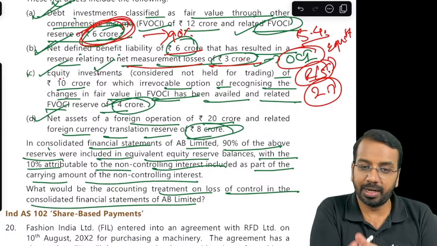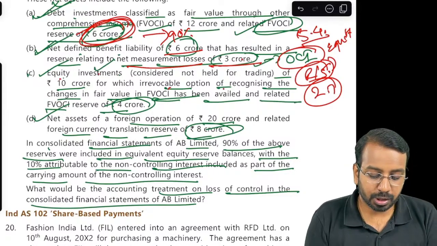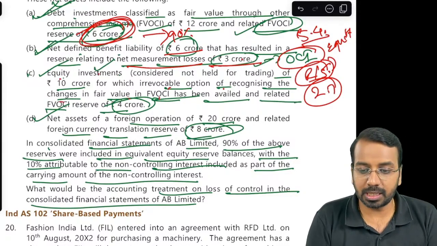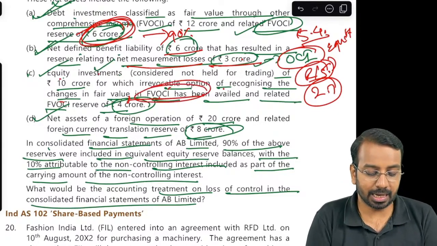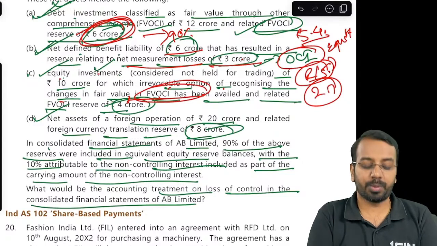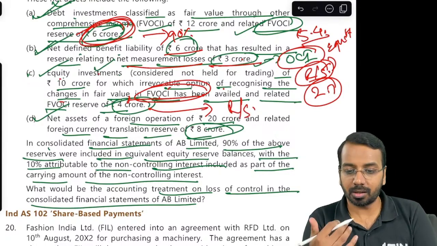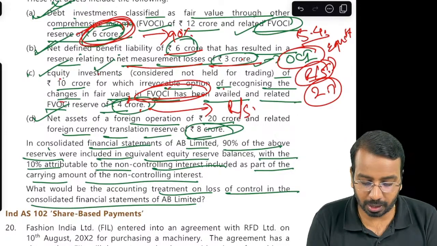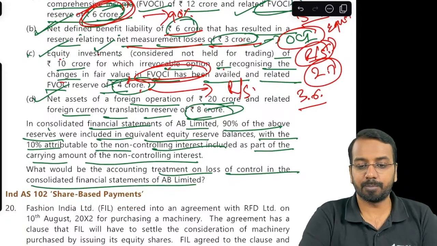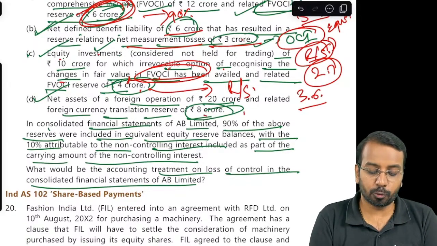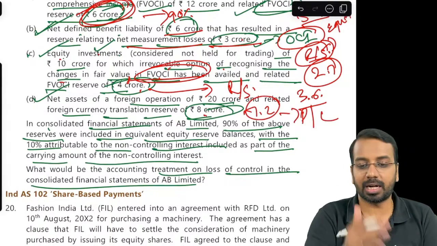Equity investment you will de-recognize with net asset. Irrevocable option of recognizing the changes in fair value in OCI has been availed. So this irrevocable option, whatever is the balance left, that will never go to P&L. So this also will be transferred to other components of equity under retained earnings or reserves and surplus. 4 crores into 90%, 3.6. Net translation foreign currency, this can go to P&L. 7.2, 90%, this will go to P&L. So basically you will transfer them to P&L.